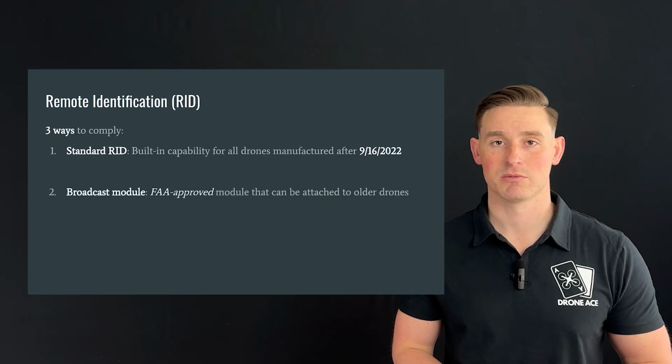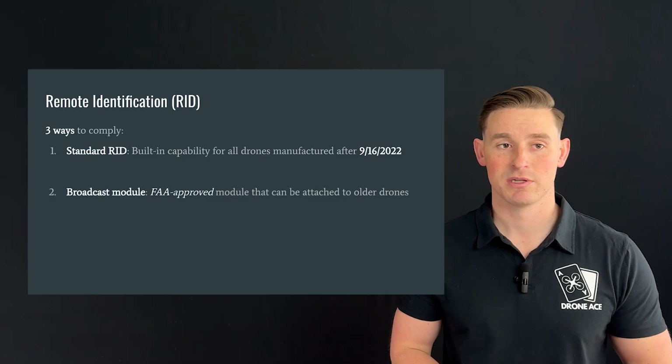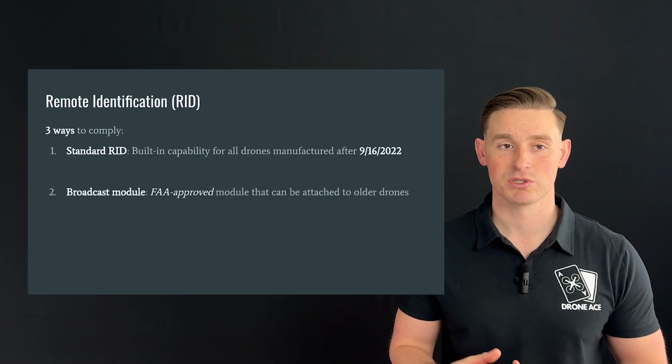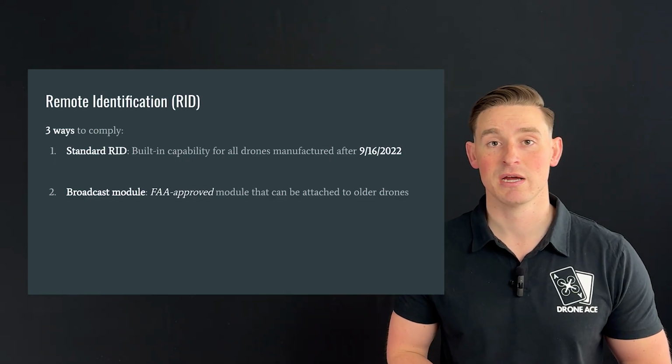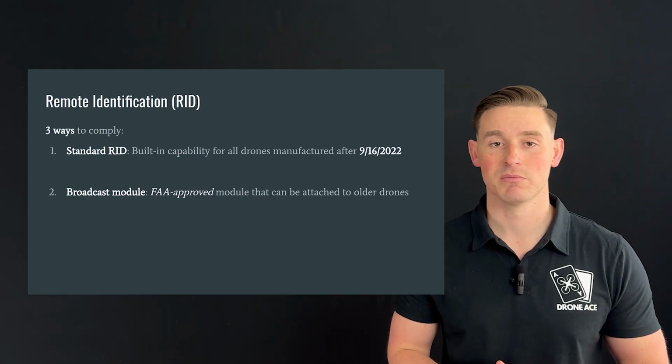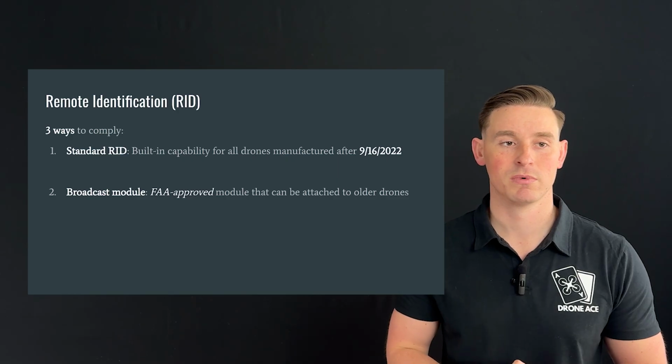Number two is a broadcast module. This is for older drones. These are FAA approved modules that can be attached to the outside or the inside of older drones that broadcast the same exact information, but it's basically an add-on for your drone.